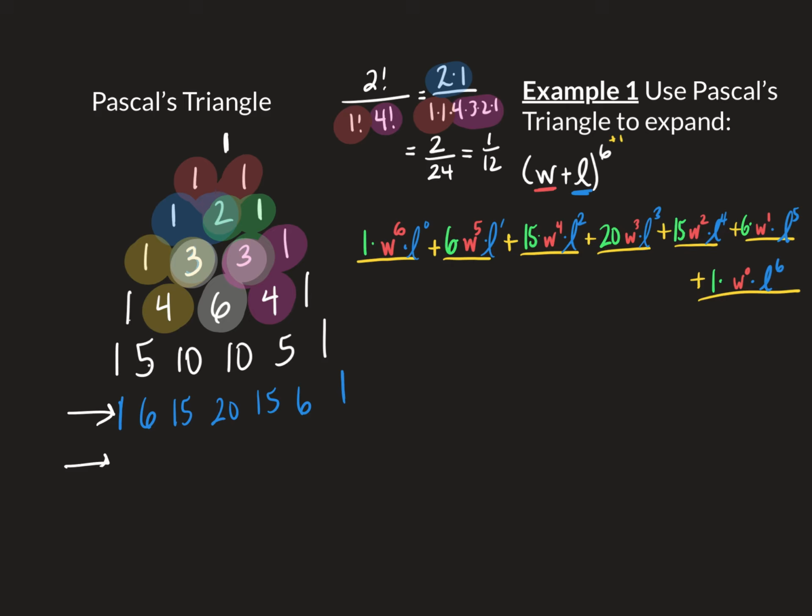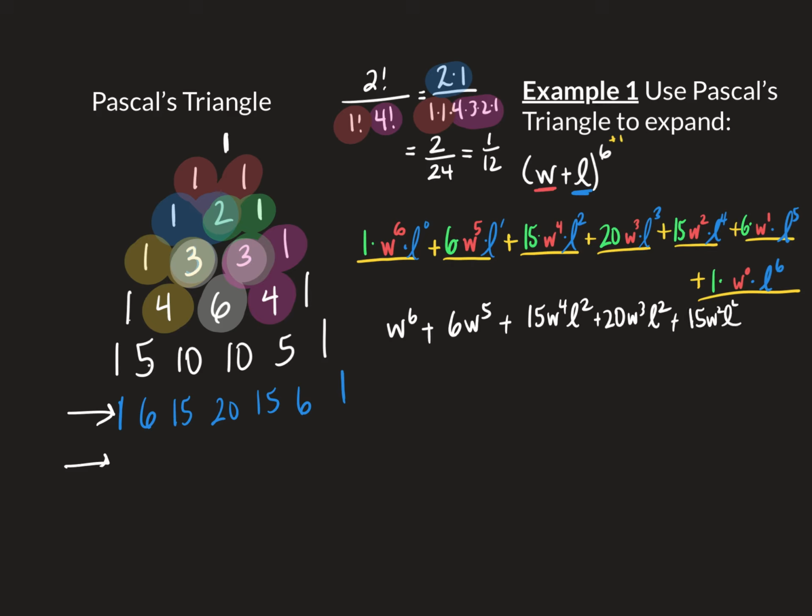And now we're going to simplify that 7 terms into the expansion of w plus L to the 6th power. So 1 times w to the 6th times L to the 0 is just w to the 6th, plus 6 times w to the 5th times L to the 1st is 6w to the 5th, plus 15 w to the 4th L to the 2nd, plus 20 w to the 3rd L to the 2nd, plus 15 w to the 2nd L to the 1st.